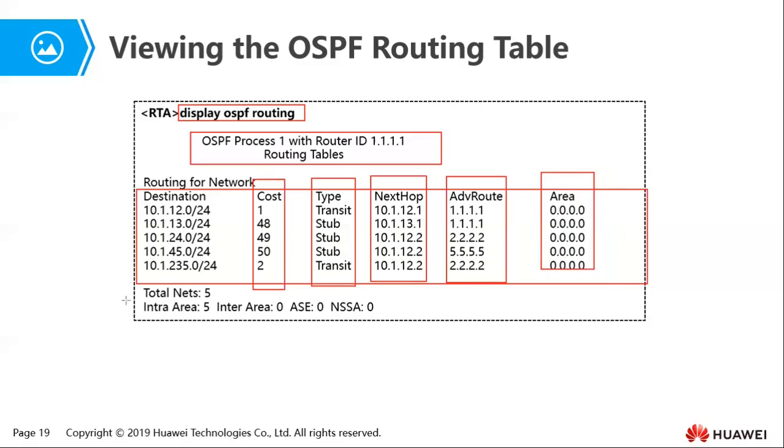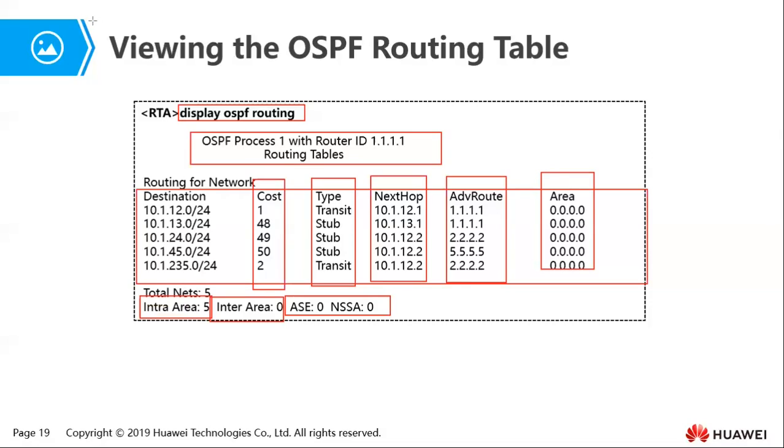So right now, we only have what we call intra-area routes. All of them are from area 0. In the next chapter, we're going to learn about inter-area. In the next one, we're also going to learn about external and other special OSPF areas.